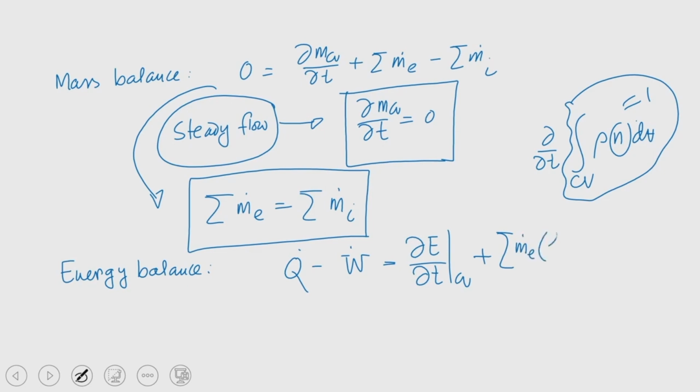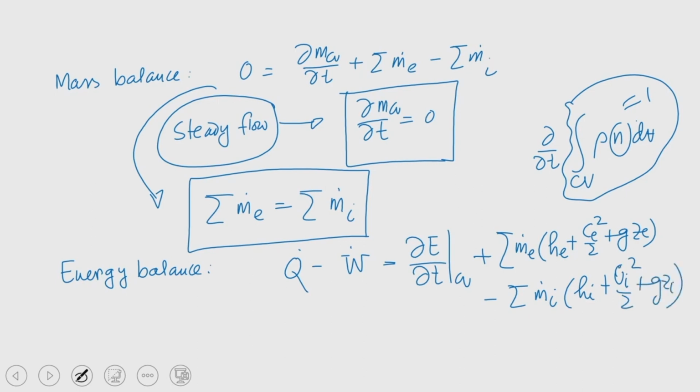Q dot minus W dot equal to dE/dt of the CV plus m dot E times (H E plus C E square by 2 plus g Z E) minus m dot I times (H I plus C I square by 2 plus g Z I). So, this is the equation. Okay.